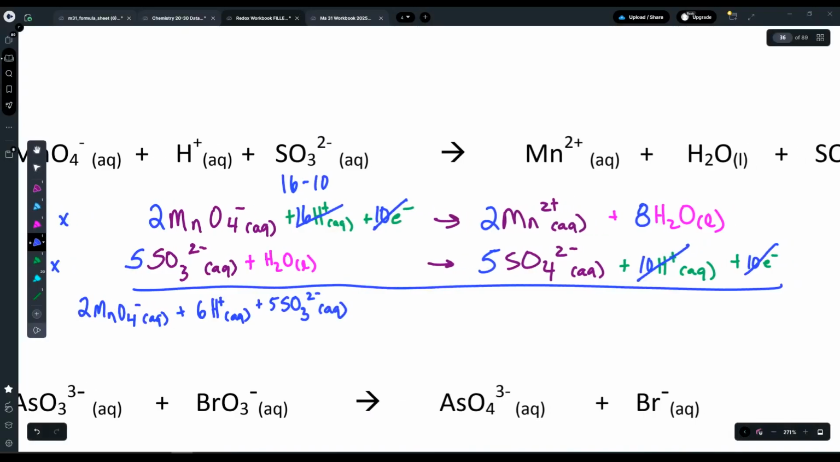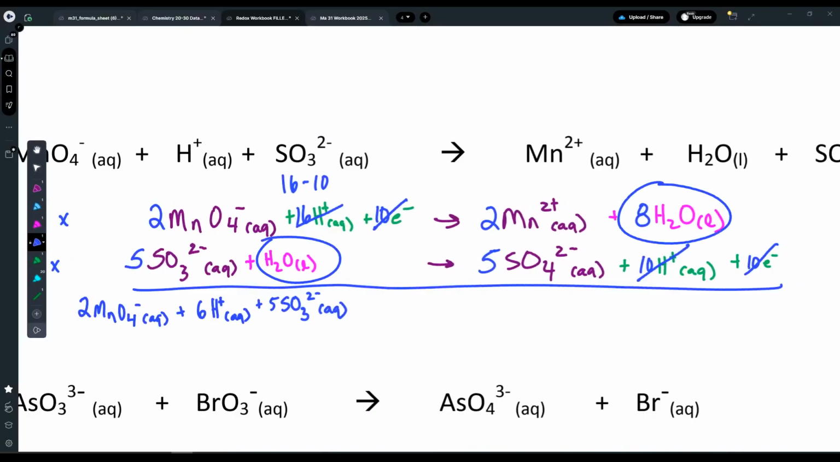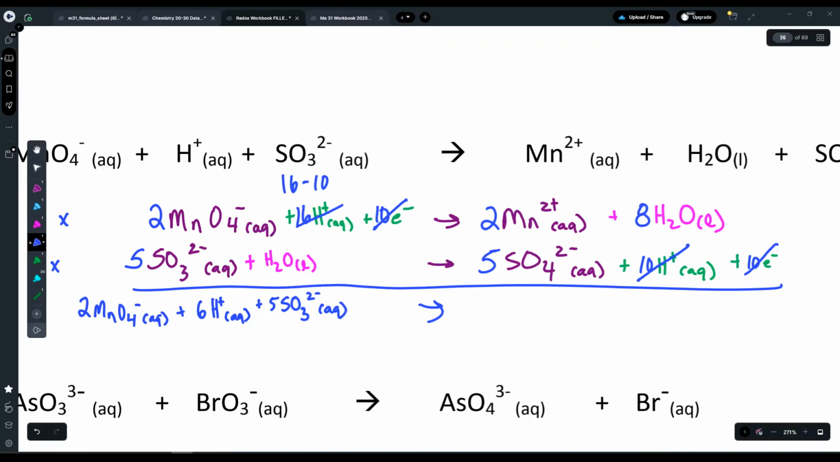Okay, and now we've got to talk about the waters here. So the waters in our net reaction, they're going to end up on the product side. Why? Because there's more waters on the product side. And how we're going to get the net amount is we're going to go 8 minus 1, because there's 8 waters in our first reaction on the product side, but only 1 water on the reactant side for our second reaction. Okay, so we're going 8 minus 1 there.